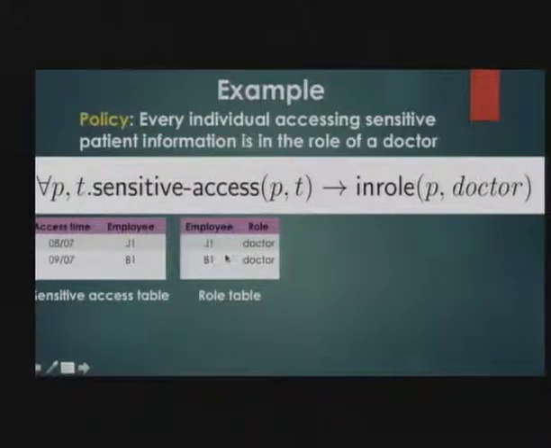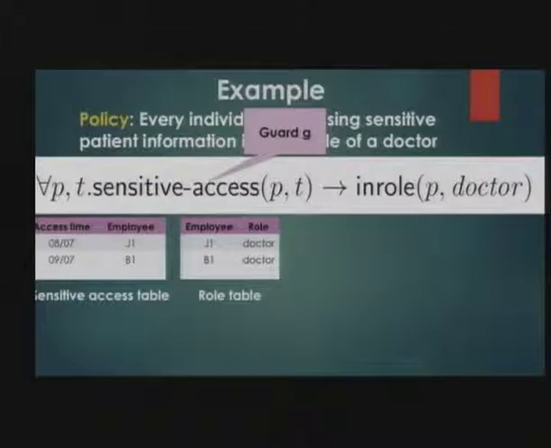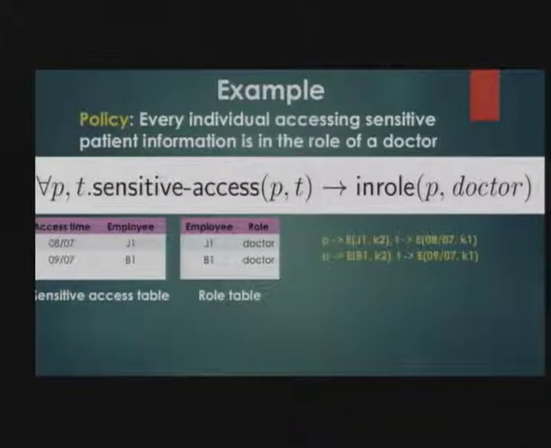Okay, so remember this, each column is encrypted with a separate key. So let's say it's K1, K2, K3, K4. The first thing we do is figure out who has done sensitive access. In our case, there are two people, J1 and B1, and they accessed, one in August 2007, another in September 2007. So that would be our substitution.